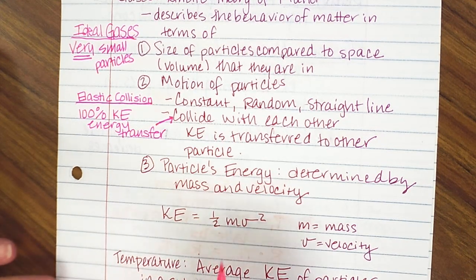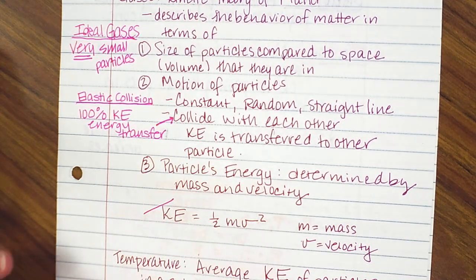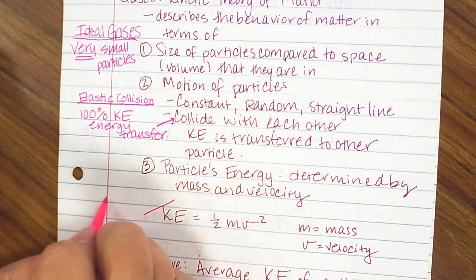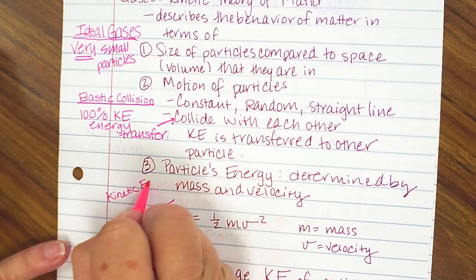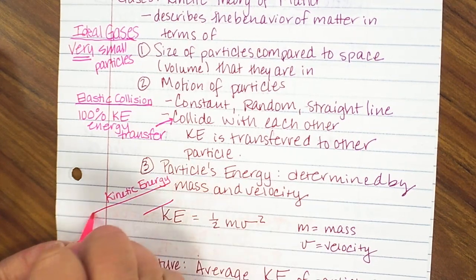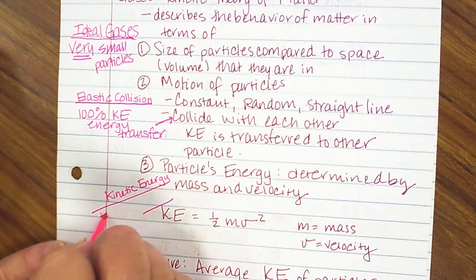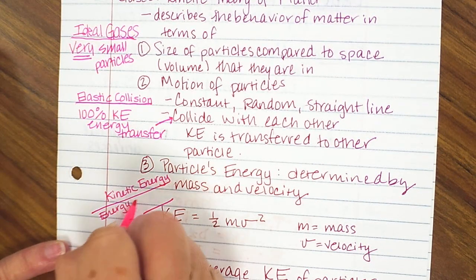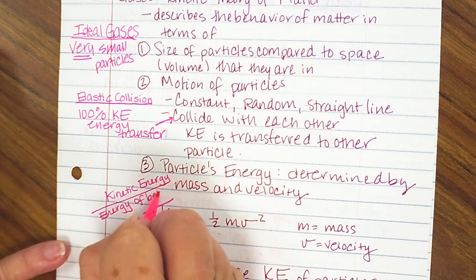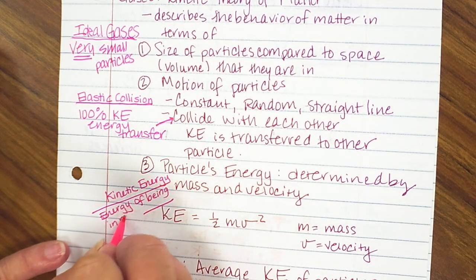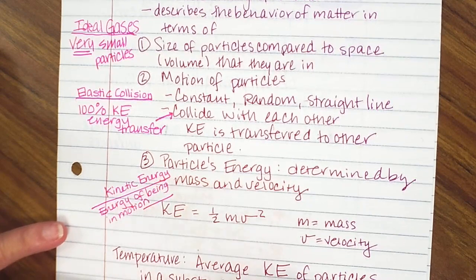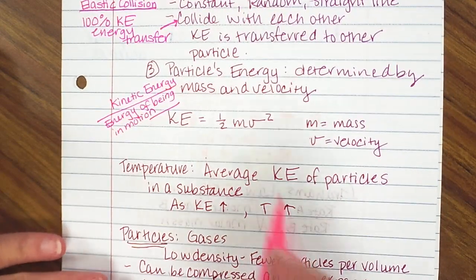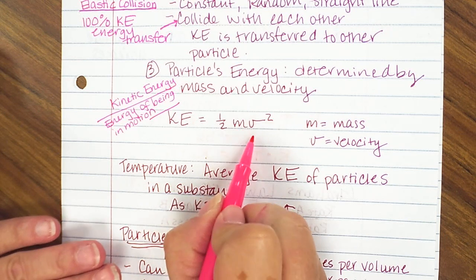All right? The next one is we want to define kinetic energy. So let's do that, just to make sure that we're all on the same page about it. Kinetic energy is the energy of being in motion. And just so we're clear, the two contributors to kinetic energy are mass and velocity.